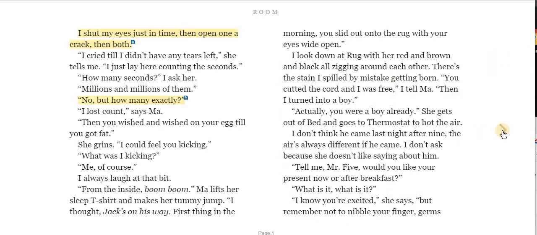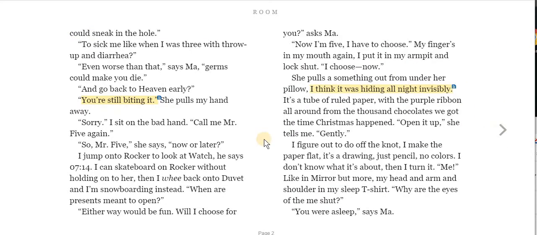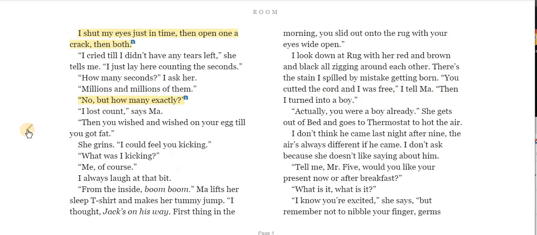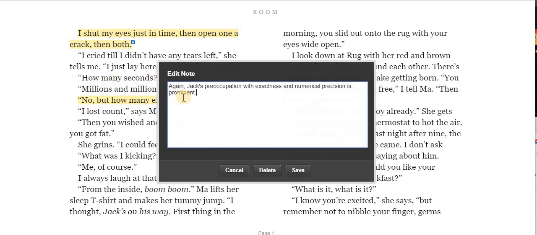So we see numbers later on, I think, so we can give more than one example. "I just lay there counting the seconds," says Ma, when she was sad before she had Jack. And Jack's question is, "How many seconds? How many exactly?" So you can see this preoccupation with exactness and numerical precision. We'll come back to that later because I think there's more to say about how he responds to what Ma says.